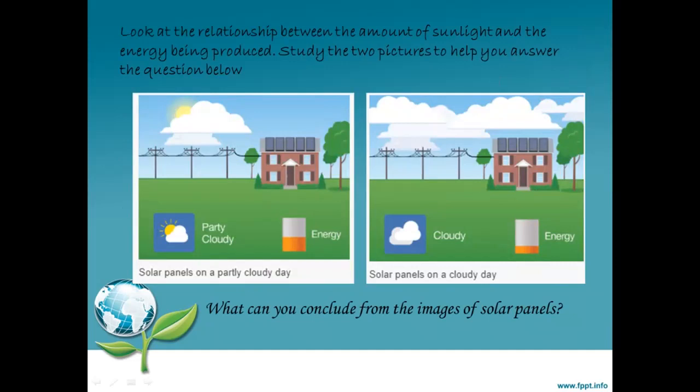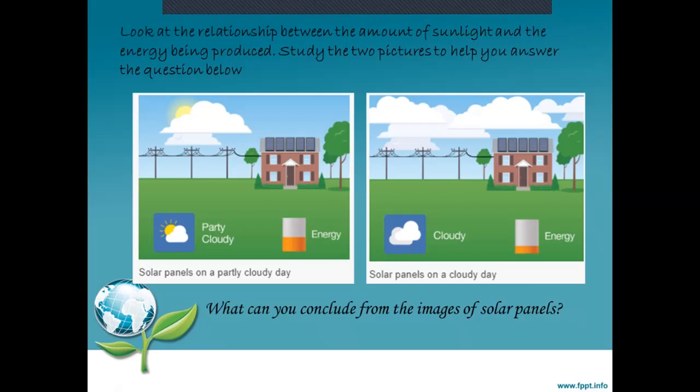All right, so first let's study. It says here, solar panels on a partly cloudy day. So it's partly because this one, guys, is partly sunny, and this one, the amount of energy being produced here, is just cloudy. And this is the amount of energy being produced. By the way, when you see solar panel, this is the one that we can find on top of the houses. Right, so what do you think the answer is here? What can you conclude from the images of solar panels?